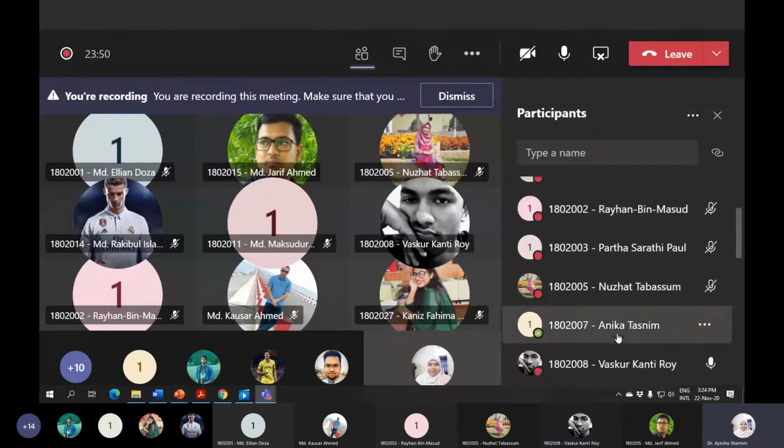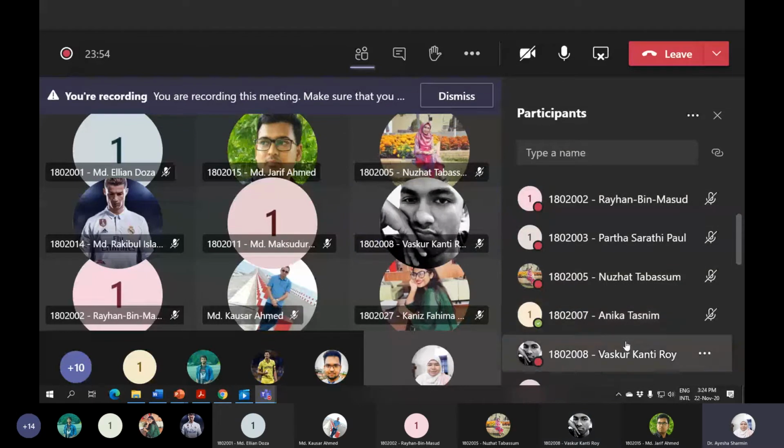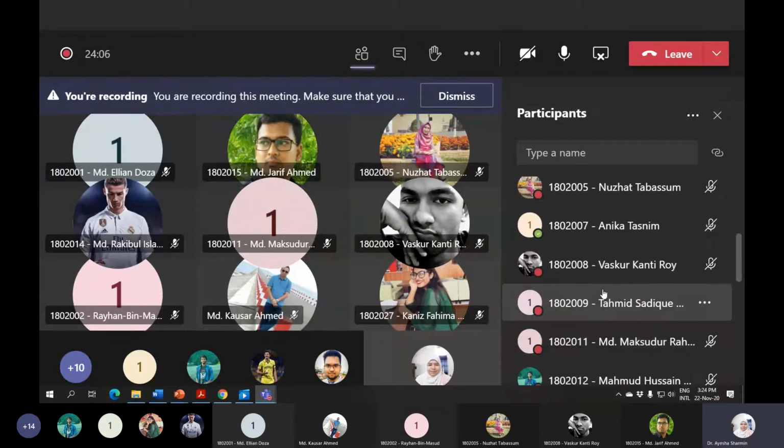আচ্ছা তুমি না, আরেকজন বলবে। আনিকা তাসনিম, বলো আয়োডোমেট্রি কি? আনিকা তাসনিম, আছো? ঘুমায় নাকি এরা অন করে আল্লাহ জানে। আচ্ছা, ভাস্কর কান্তি রায়। ইয়েস ম্যাম। ও তুমি তো বলছিলা না, তুমি না। তাহমিদ সাদিক, চুপ করে আছো না ঘুমাচ্ছ বলো তো? কাউসার, তোমার কি মনে হয় এরা কি আছে ক্লাসে?